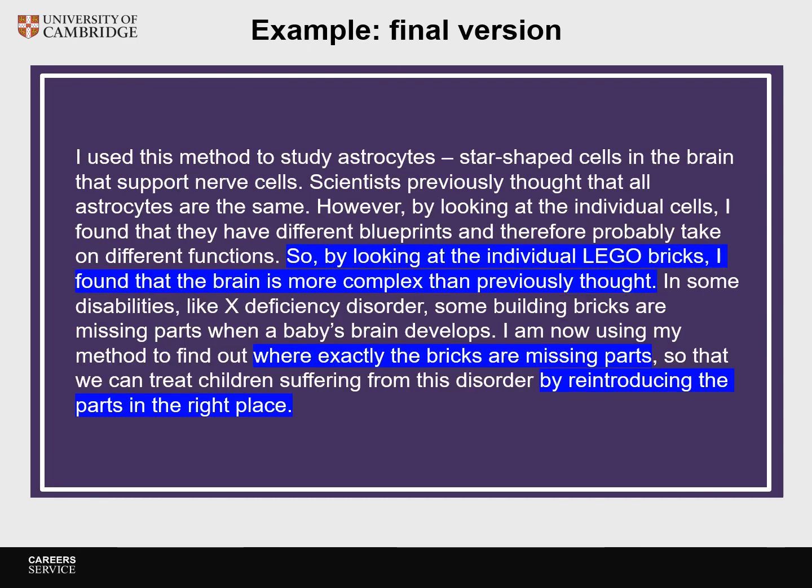By looking at single-cell genomics, individual Lego bricks, it became clear that there is more than one class of astrocyte. The brain is more complex than previously thought. A cell is missing a protein. A Lego brick is missing a part. Reintroducing parts in the right place is the analogy for gene and protein replacement therapy.